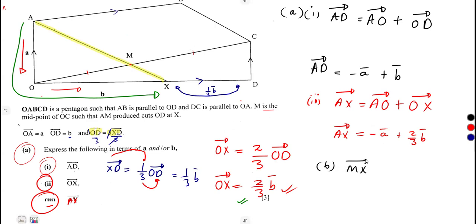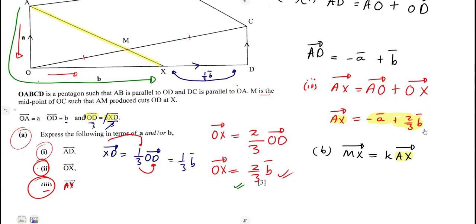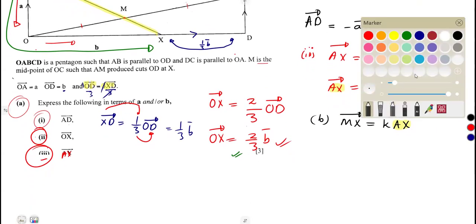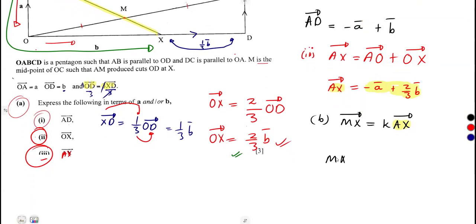So MX, we are already given that it is equal to k AX. So simply substitute that, because you calculated AX before. So we have what represents our vector AX. Simply substitute that in place of AX to obtain MX. So that was it. Our MX is equal to k times AX, which is this one.